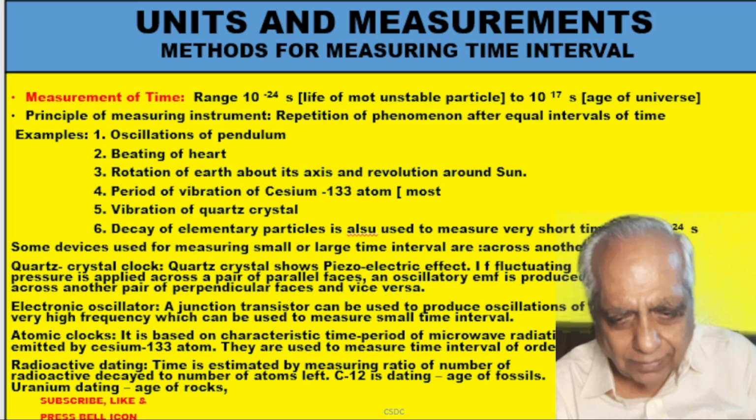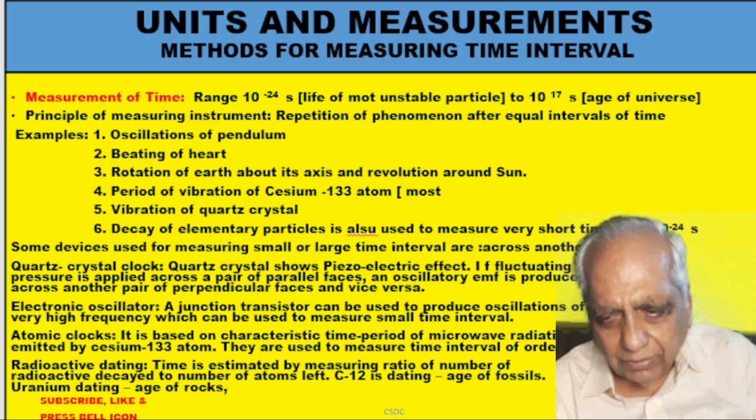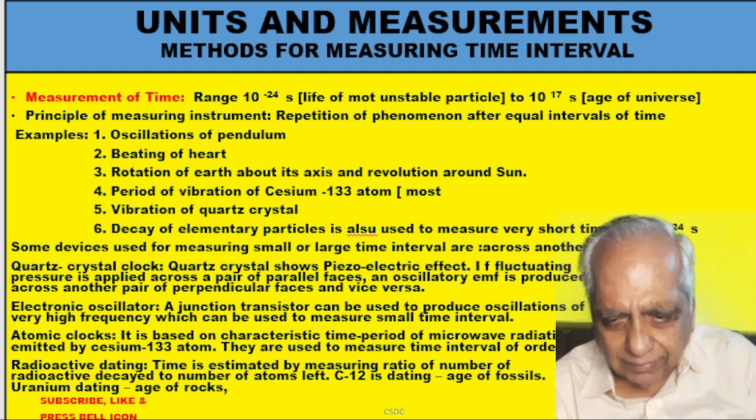Important is the atomic clock. An atomic clock normally contains a cesium-133 atom because it gives microwave radiation which has a time interval of 10 raised to minus 12 second. This means after every 10 raised to minus 12 second, one wave is given. So we can count the number of waves it is giving, and we will come to know that so much time has elapsed. So this is the atomic clock.